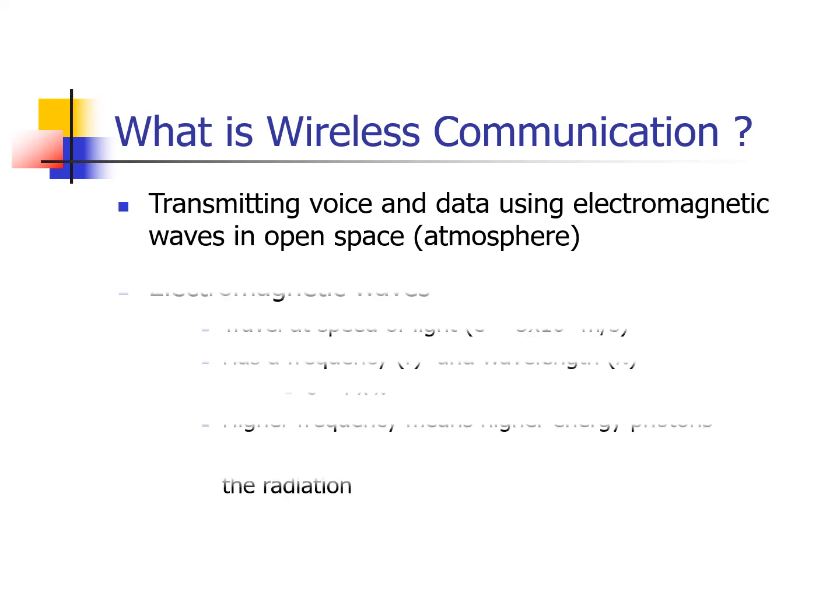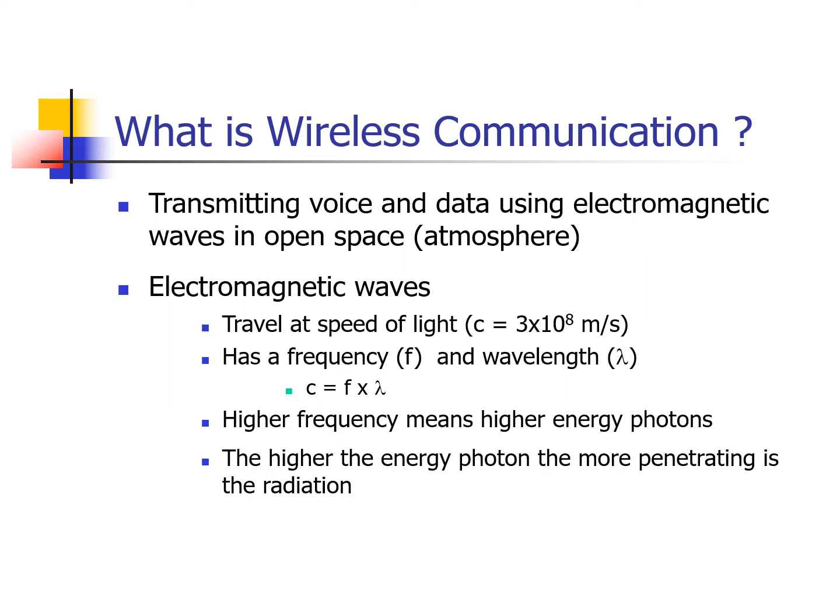Wireless communication utilizes the properties of electromagnetic waves. Electromagnetic waves travel at the speed of light, which is 3 times 10 to the 8 meters per second, and have a frequency and wavelength. Higher frequency means higher energy photons. The higher the energy photon, the more penetrating the radiation is.